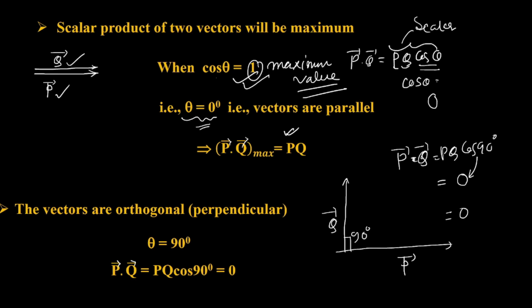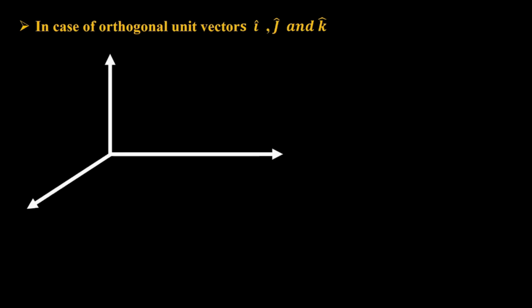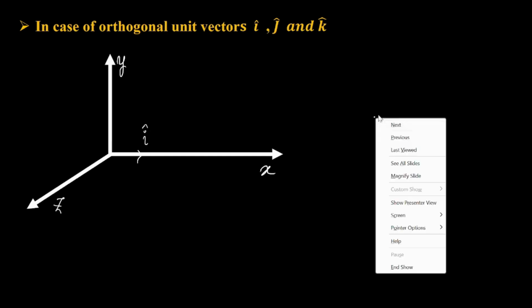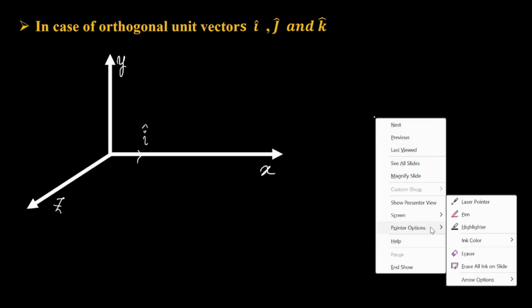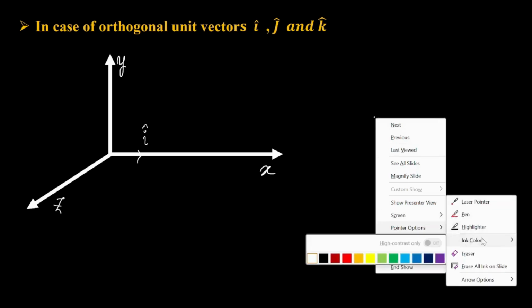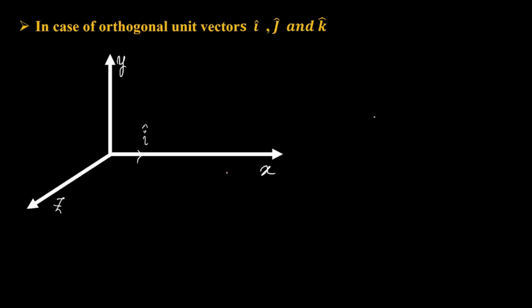Okay, so now move to the orthogonal unit vectors. That means the unit vectors along the x-axis, y-axis, and z-axis. What will be the dot product of those unit vectors? Suppose this is our x-axis, this is our y-axis, and this is our z-axis. Along x we will have the I vector, that is the I cap unit vector. Along y it is j cap, along z it is k cap.